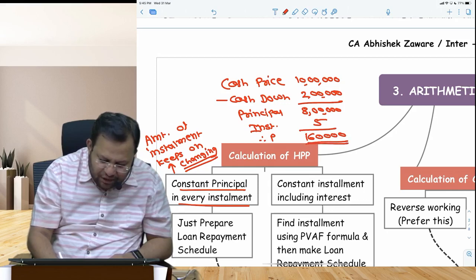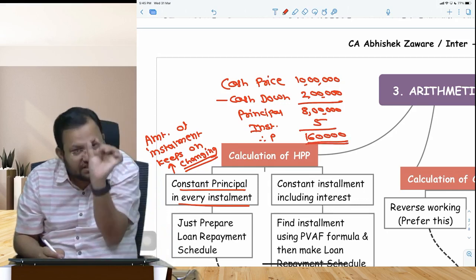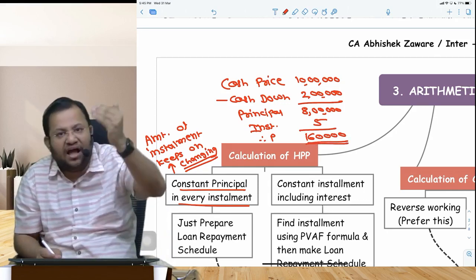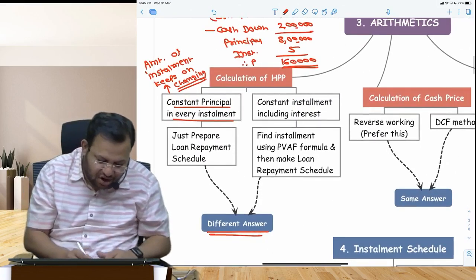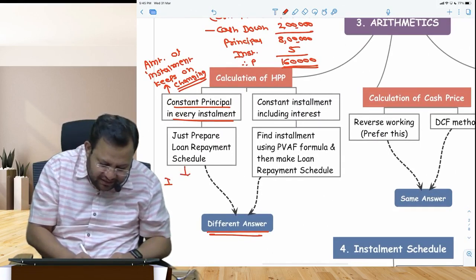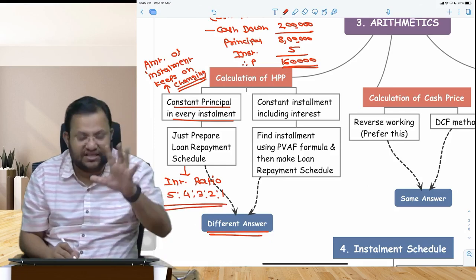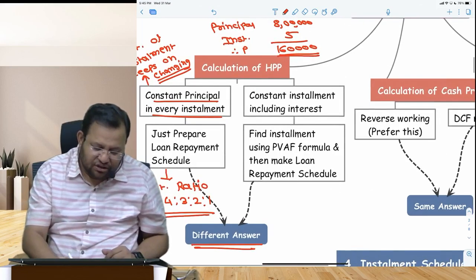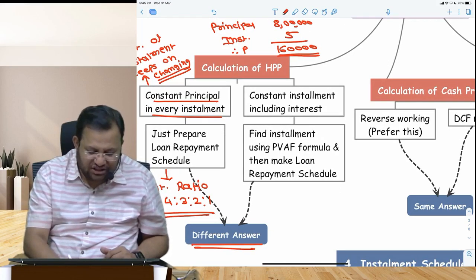But every installment will be principal plus interest. What will the ratio of interest be? If there are 5 installments, interest will be in the ratio of 5, 4, 3, 2, 1. The other situation is a constant amount of installment including the interest.